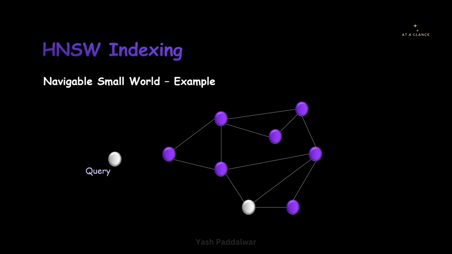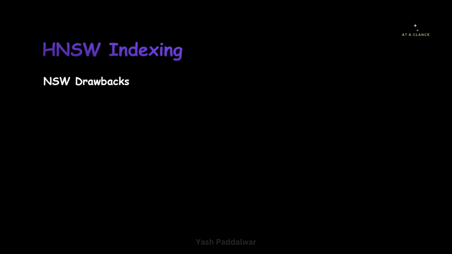So I hope the navigable small world working is clear to you all. This is how we search in the navigable small world and we get the output. By this example, I hope the navigable small world logic is clear to you all. Now let's have a look at the drawbacks of navigable small world.